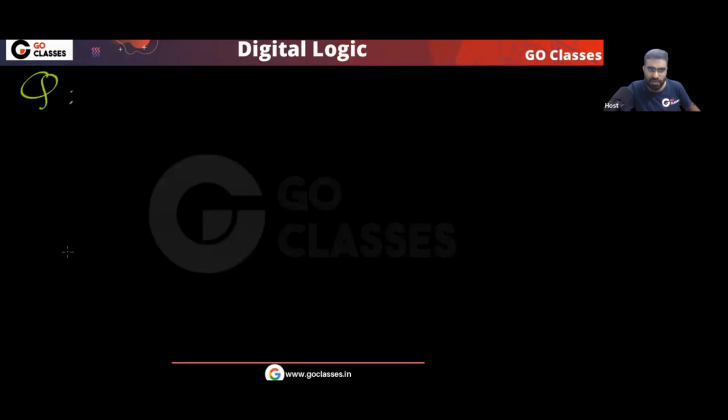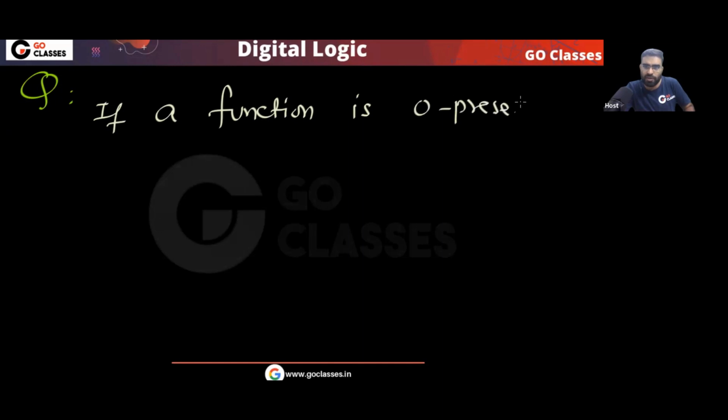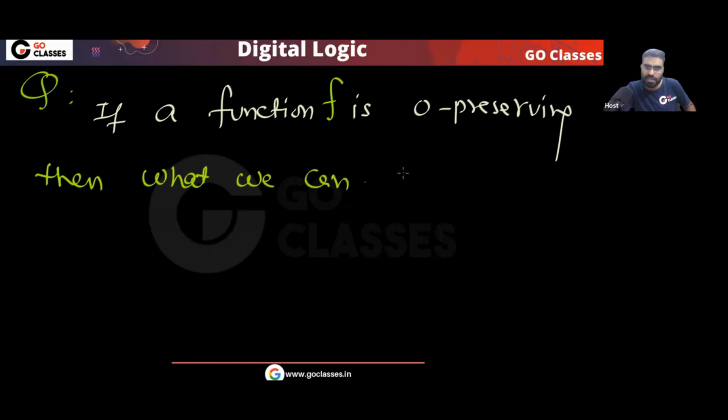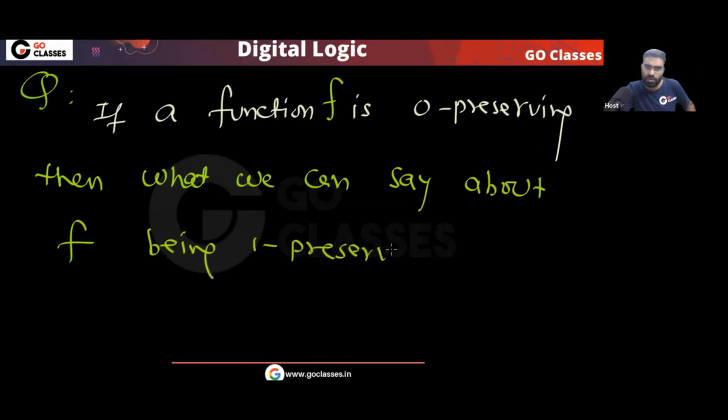If a function is zero preserving, can I say it is not one preserving? This is my question. If a function f is zero preserving, then what can we say about f being one preserving? Will it be one preserving or not? Please tell me.